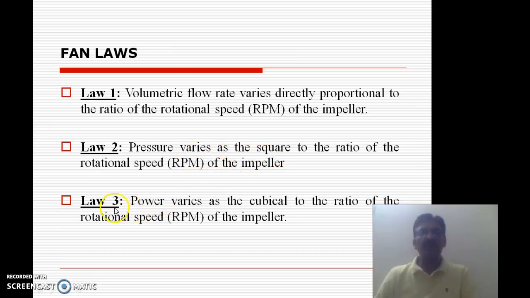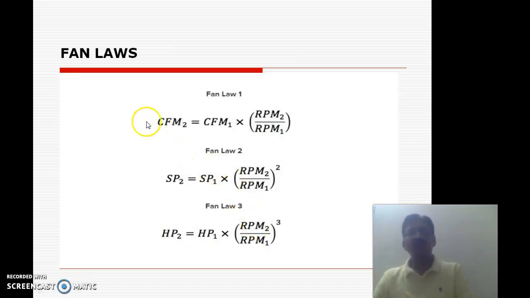And then the third one, fan law third, says power varies as the cube of the ratio of rotational speed of the impeller. So if you see the three fan laws in equation form, the airflow rate is directly proportional to the ratio of speed. Here pressure is directly proportional to the square of the speed of the impeller. Here power is in terms of the cube of the ratio of speed.